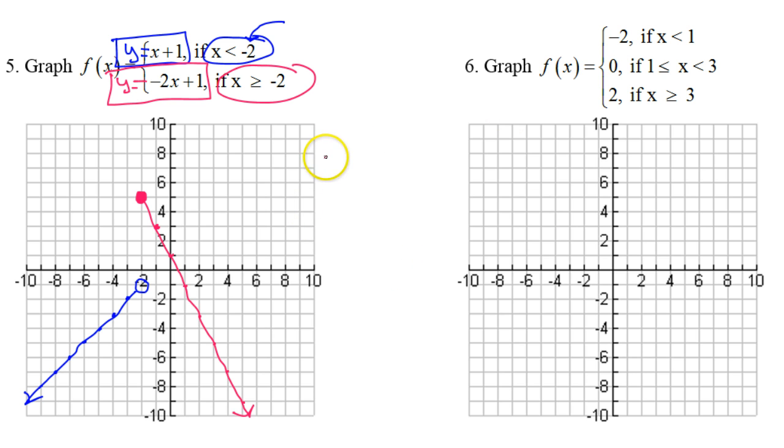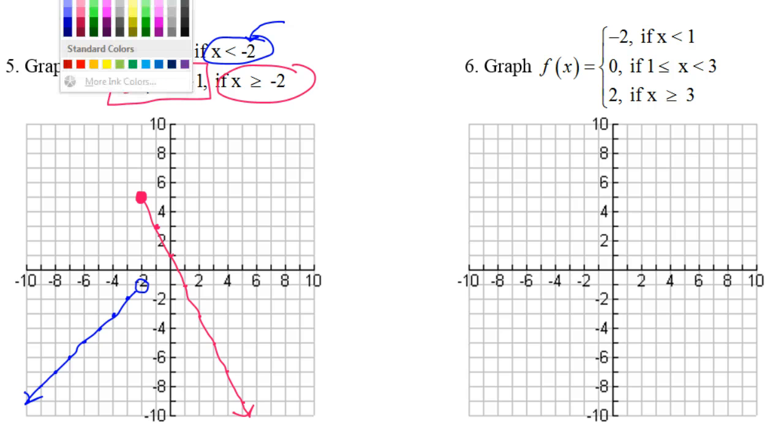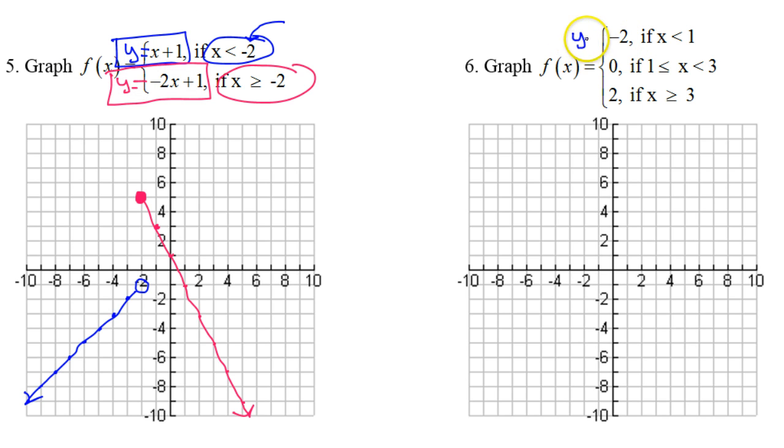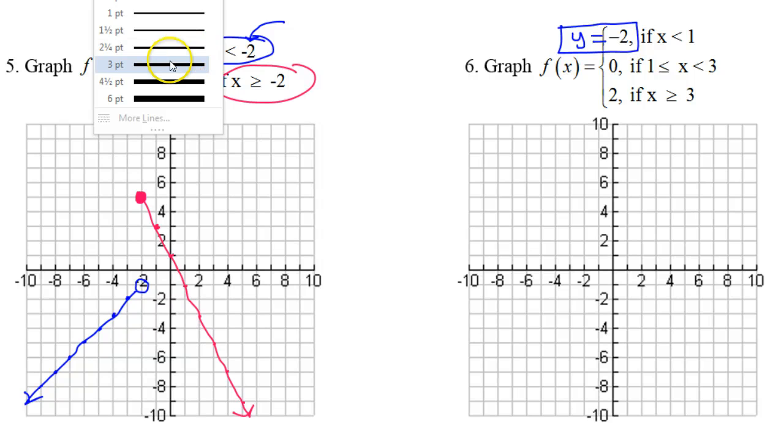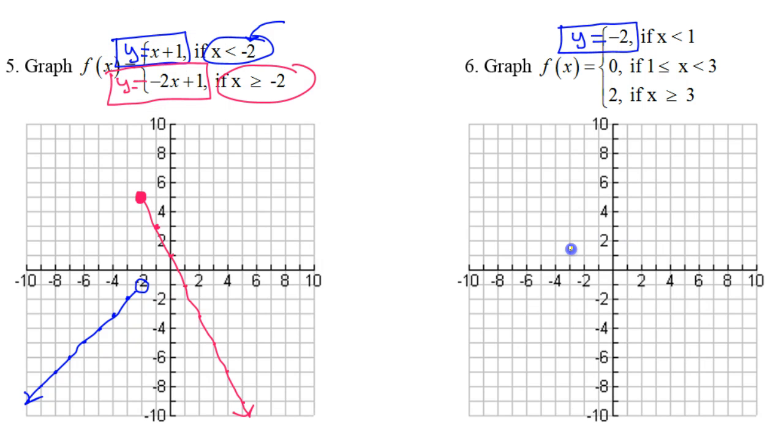All right, let's move on to number 6, which is another piecewise function. This one we will not bother using a calculator because it's so simple. Let's see, when I look at this first piece, if I put my y equals in front of this like I normally do, it makes this simple little equation, y equals -2. That little tiny equation represents a horizontal line. Okay, y equals -2 is a horizontal line at -2, like this.